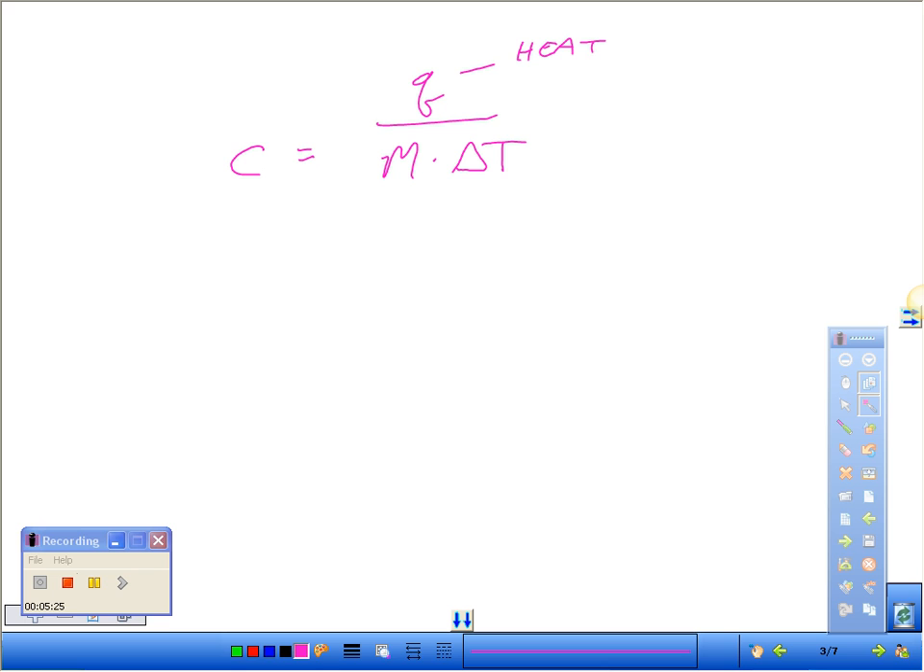There's two specific heats I do want you to learn and to remember, and that is for water, since water is very common. The specific heat for water is 1 calorie per gram degree Celsius. It means it takes 1 calorie of heat to raise 1 gram of water 1 degree Celsius. In joules, that is 4.184 joules per gram degree Celsius.